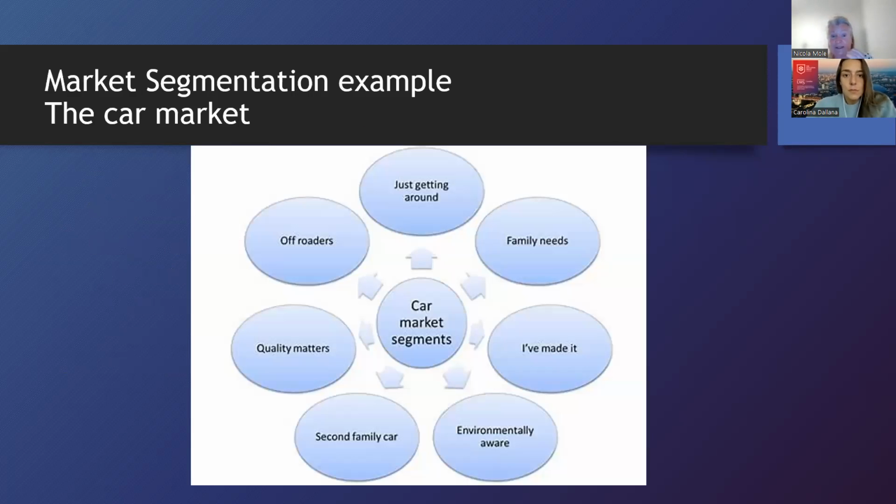Let's have a look at an example, and we're going to consider the car market. If you think about the cars that you see on the road in your country, you will see that there are many different types of cars for different purposes. If we look at the top of the slide, the first one, just getting around. We don't really worry too much about the type of car that we have. We need to get to work. We need to take the kids to sport. Maybe you want to go and see friends at the weekend. You're not too worried about the type of car.